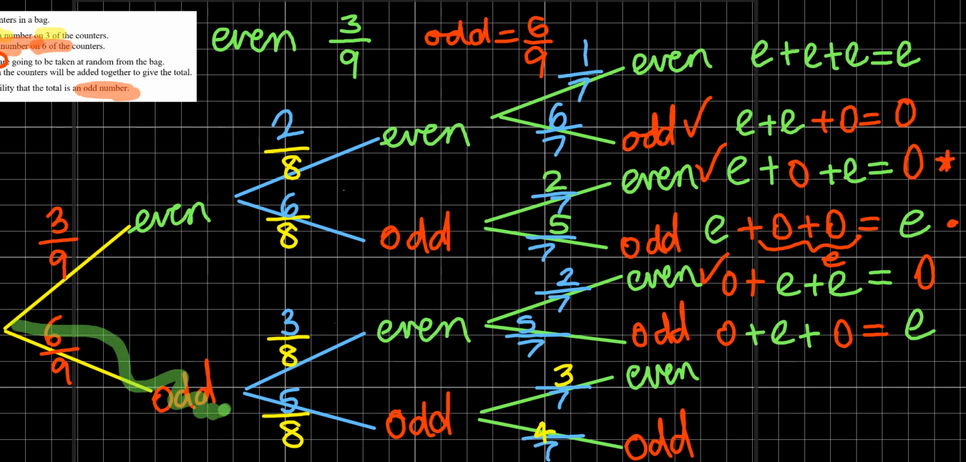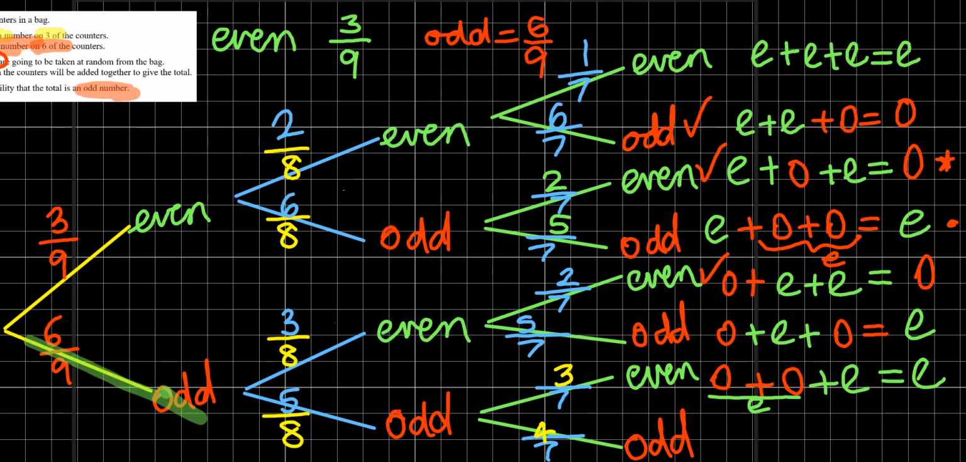So we've got odd plus odd plus even. Again, two odd numbers will make an even number. Even plus an even number will give us an even number. So we don't need that branch.